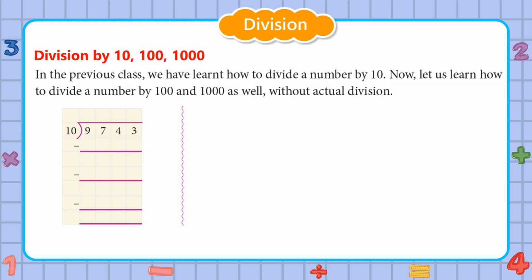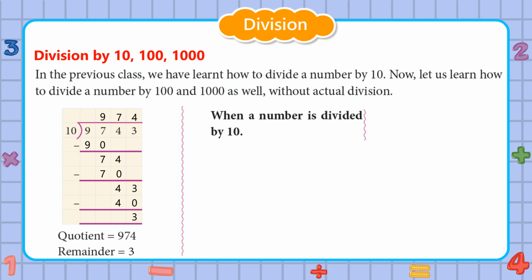Now, 10 nines are 90. 97 minus 90 is 7. Bring down 4. Now, 10 sevens are 70. 74 minus 70 is 4. Bring down 3. 10 fours are 40. 43 minus 40 is 3. So, quotient is equal to 974. Remainder is equal to 3.